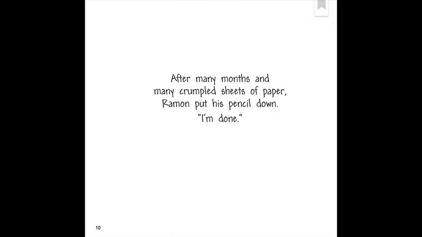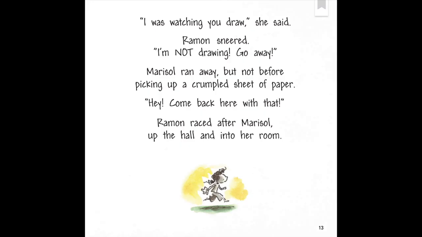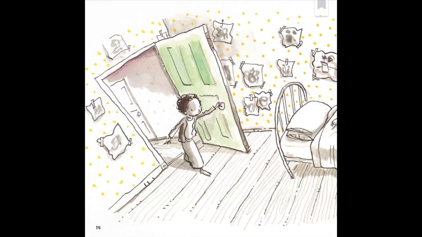After many months and many crumpled sheets of paper, he put his pencil down. "I'm done." Marisol, his sister, was watching him. "What do you want?" he snapped. "I was watching you draw," she said. Raymond sneered. "I'm not drawing. Go away." Marisol ran away, but not before picking up a crumpled sheet of paper. "Hey, come back here with that." He raced after her, up the hall and into her room. Marisol had been hanging his art on her wall.